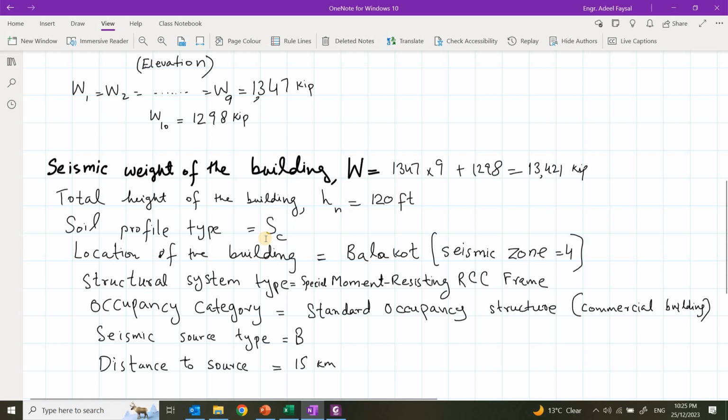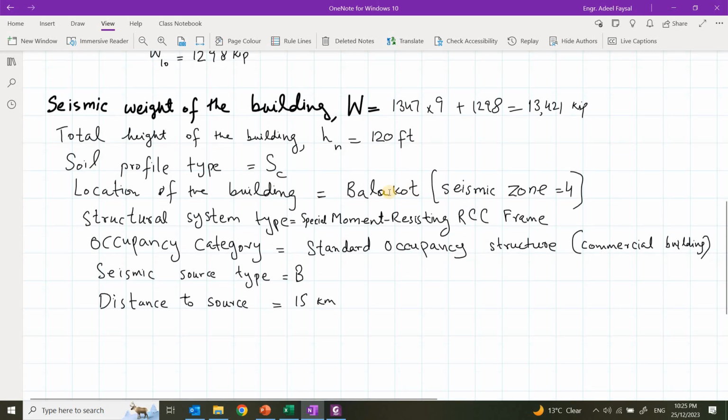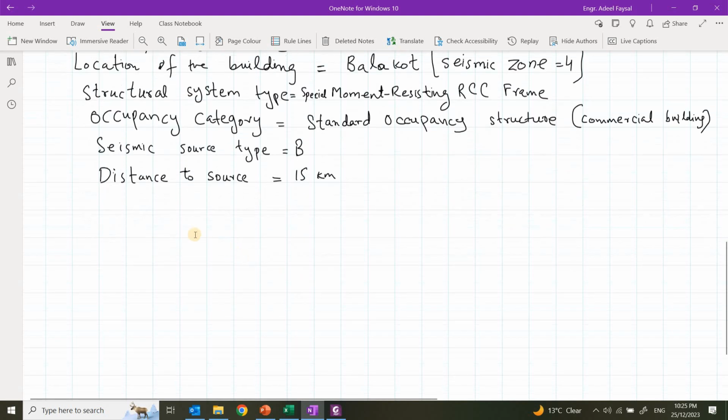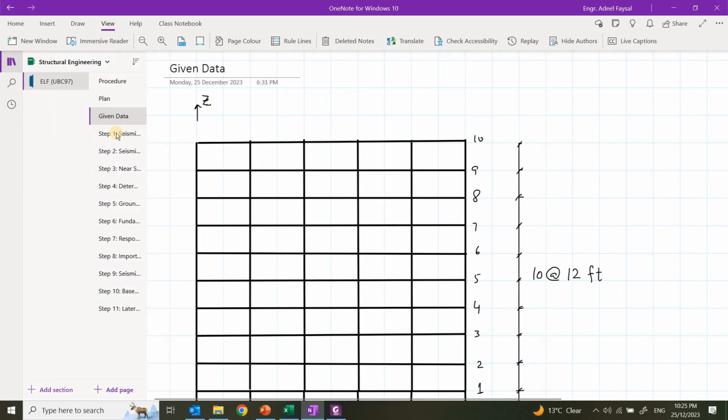Soil profile type is given to be SC. Location of the building is, let's say, somewhere in Balakot, and Balakot falls in seismic zone 4. Structural system type is special moment resisting RCC frame. Occupancy category is standard occupancy structure, just a normal commercial building. Seismic source type is, let's say, B, and the distance to the source is 15 kilometers.